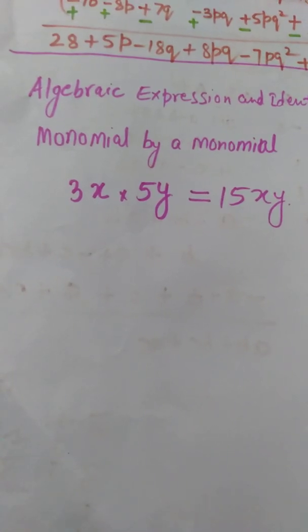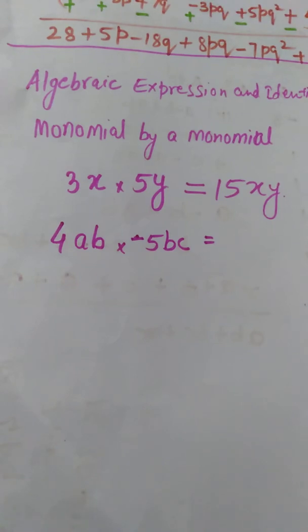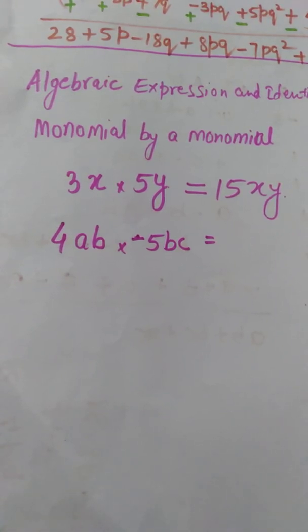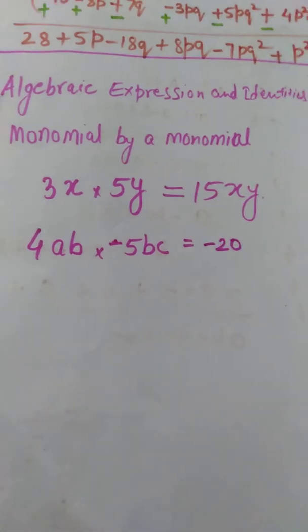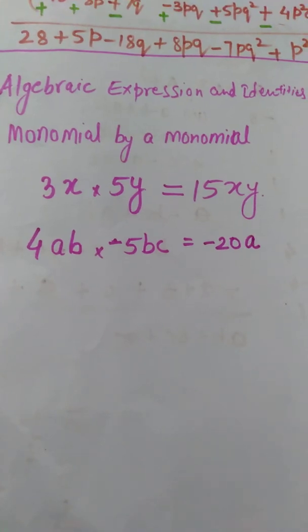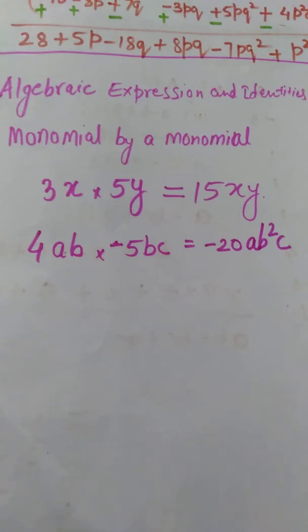Let us see another example. 4ab into minus of 5bc. Now in these two terms we can see that the variable b is common. So we have to first multiply the constant with the constant. 4 into minus 5 is minus of 20 into a. Then b into b is b square and c. So the product is minus 20ab square c.